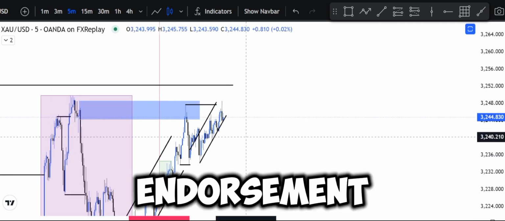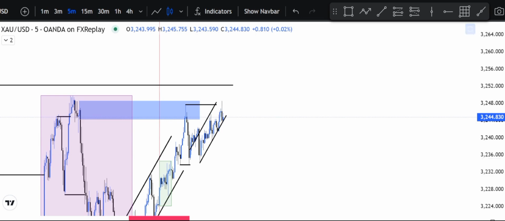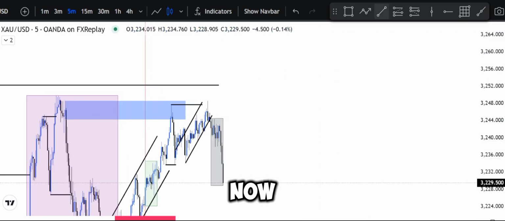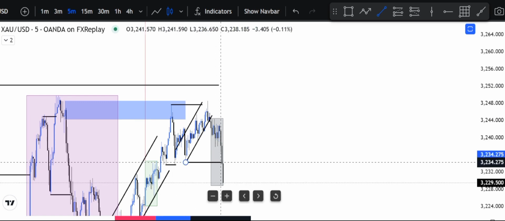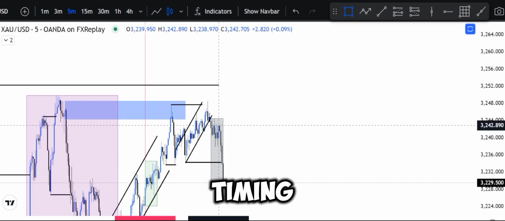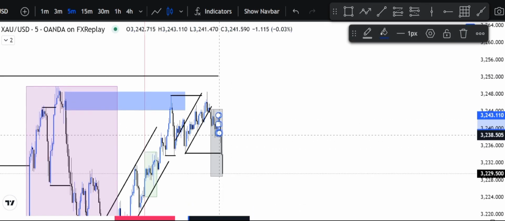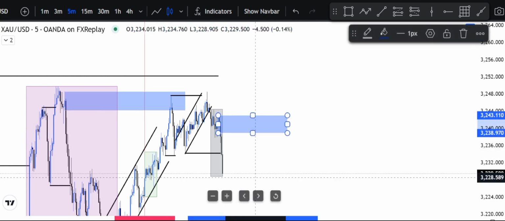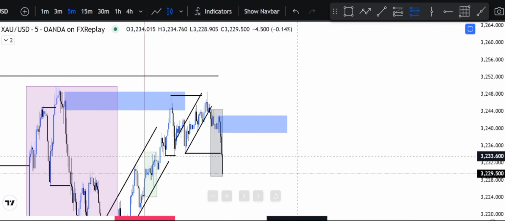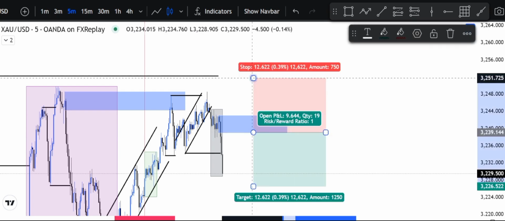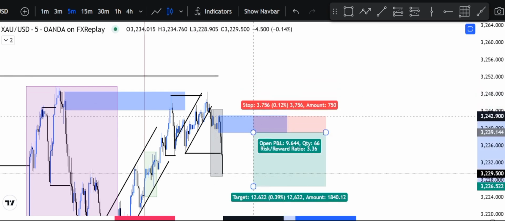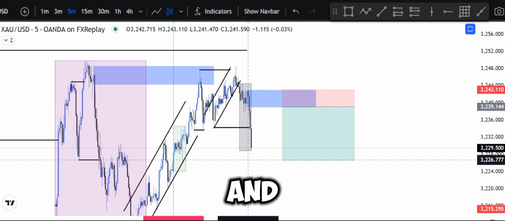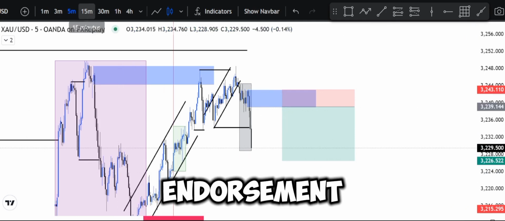We have inducement. Now it is a confirmed break of structure. It is also with timing. We can trade this one. Since we are bullish, we are trading away from a higher time frame 1 hour inducement.